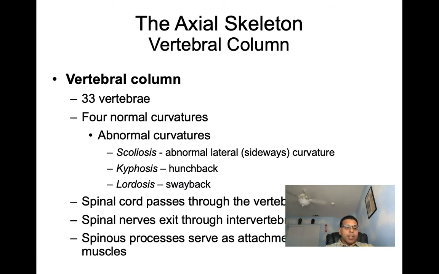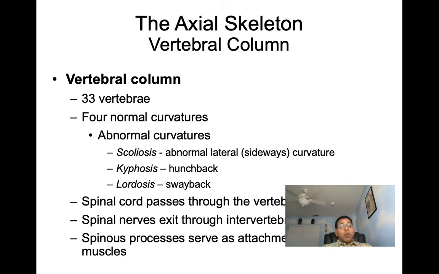Next, let's talk about the vertebral column. Now when we talk about the vertebral column, it's going to consist of 33 vertebrae. I'd like you to know the vertebral column is going to have 4 normal curvatures, and these 4 normal curvatures are going to provide strength and resilience to the vertebral column.